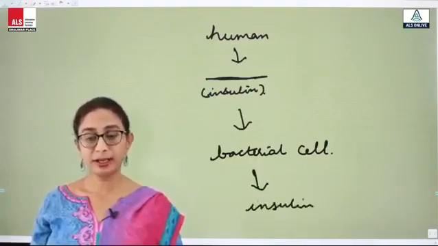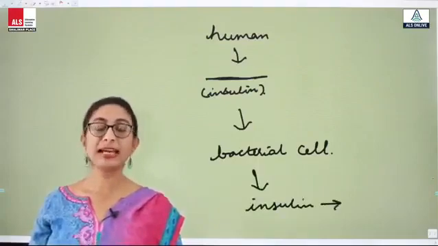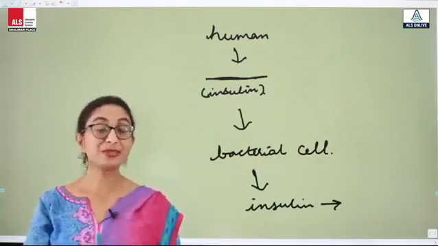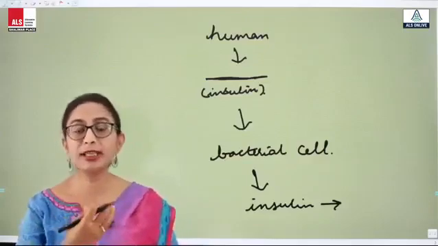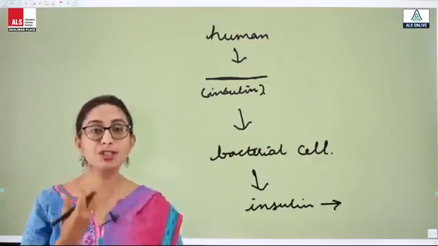They will extract the insulin hormone and they will further process it in the pharmaceutical industries, and that insulin they will administer to the diabetic patients. So this is how they started using recombinant DNA technology for production of insulin hormone.